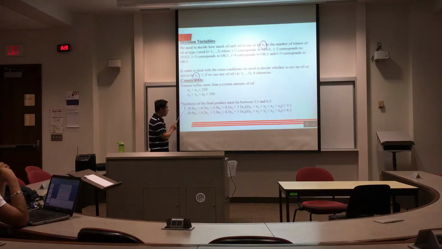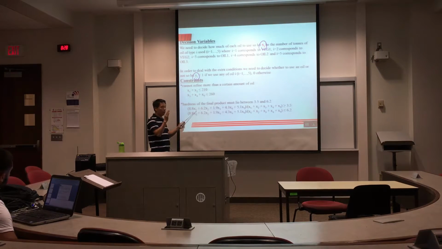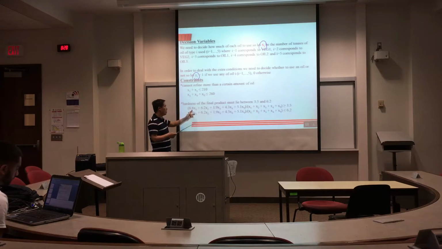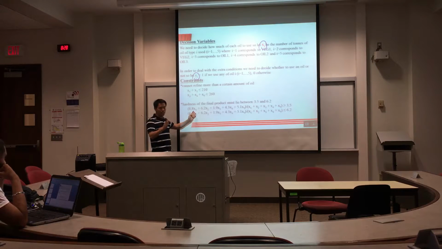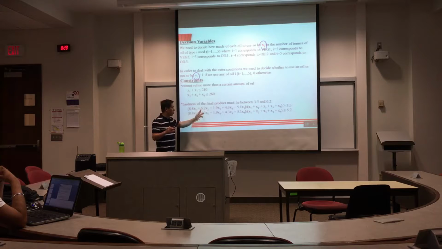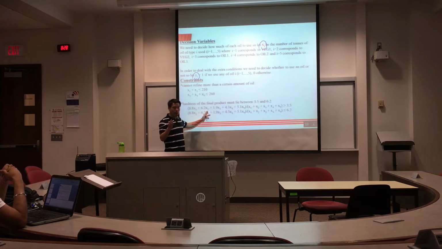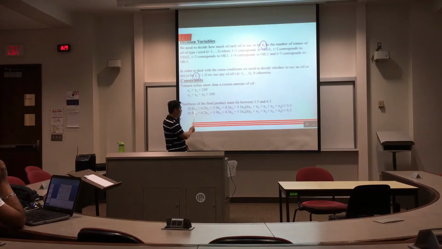So if you use x1 pounds of veggie 1, then 8.8 times that is the total hardness from veggie 1, right? If you use x2 of veggie 2, then 6.2 times that is almost like the total hardness from veggie 2. So here, the term is the total, right?